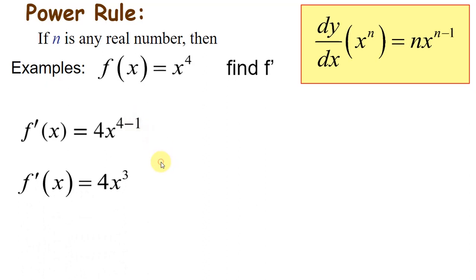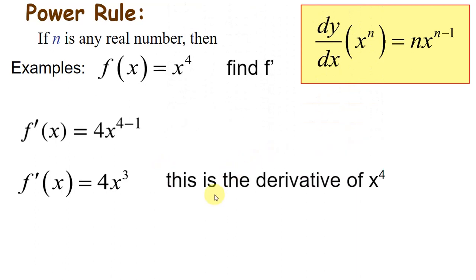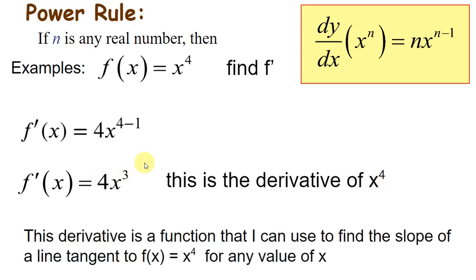Now, it might be said that that's the derivative. The derivative of this function x to the 4th is 4x to the 3rd. The derivative of a function is a function that I can use to find the slope of a tangent line. So let's take a look at that. But first, let's change the notation.